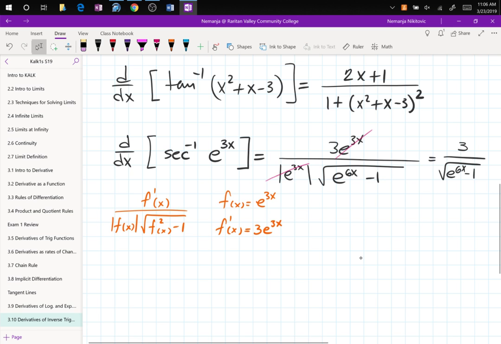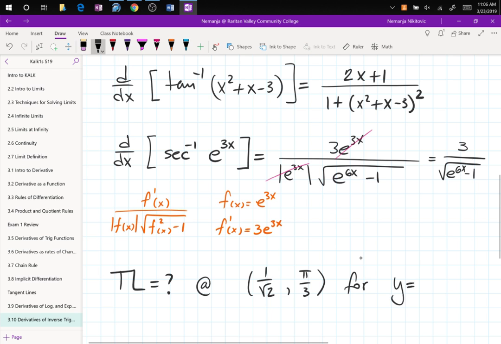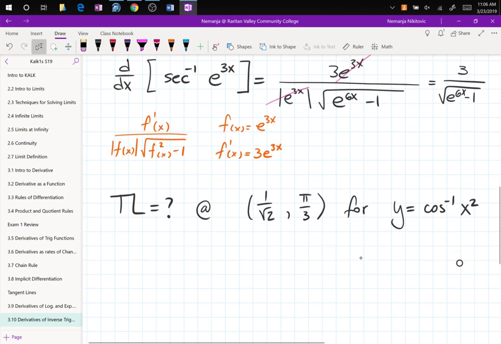So let's go and solve one tangent line problem. So what's the tangent line at the point, let's say, 1 over root 2 comma pi over 3, for the function y equals cosine inverse of x squared. So we have a cosine inverse of x squared.